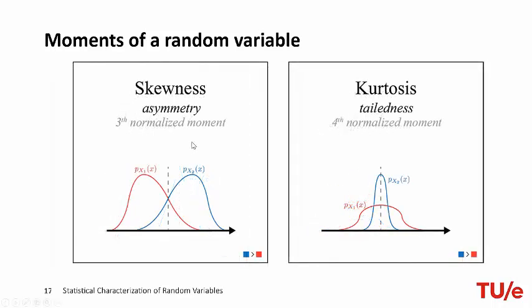The third normalized moment of a random variable is also known as skewness and describes the degree of asymmetry. So if we have a probability distribution whose center of gravity is represented by the dashed line, when this probability distribution is exactly symmetrical with respect to the center of gravity, the skewness is zero. While in this case, for the red probability distribution, the skewness is negative, while for the blue probability distribution, the skewness is positive. The fourth normalized moment of a random variable is also known as kurtosis and provides a measure of the combined weight of the tails of the probability distribution compared to the rest of the distribution.